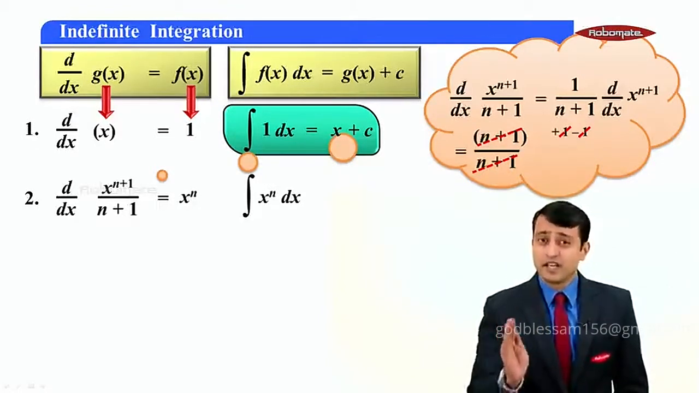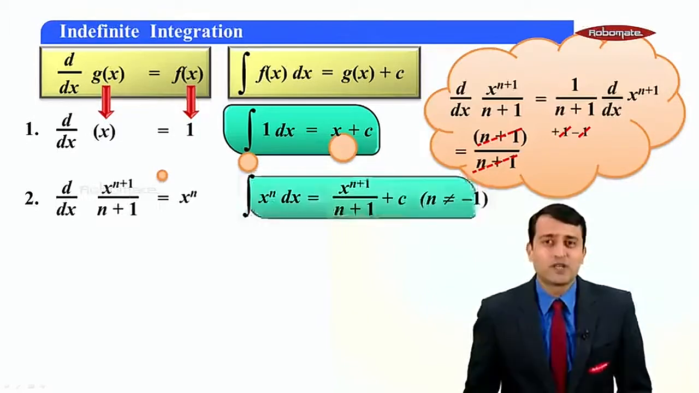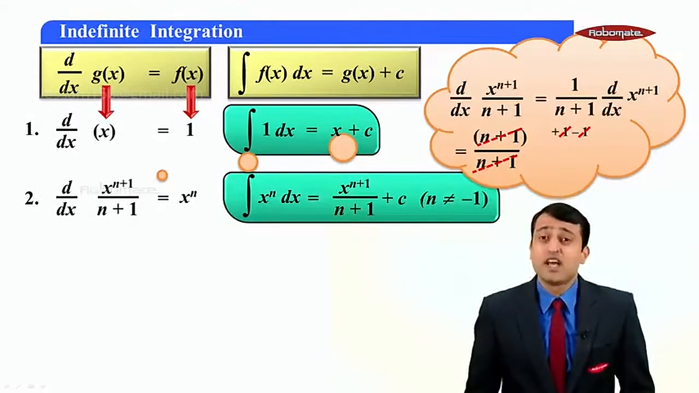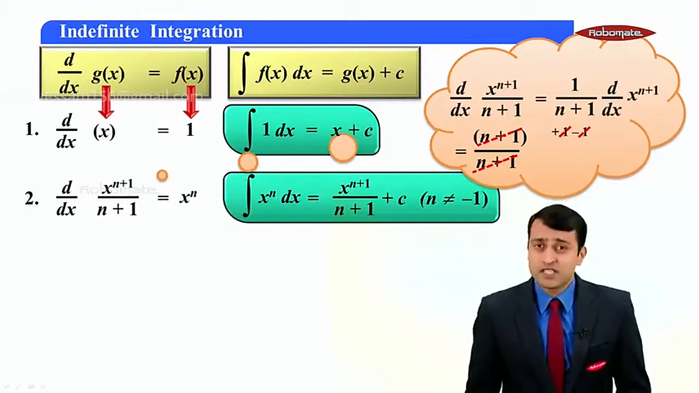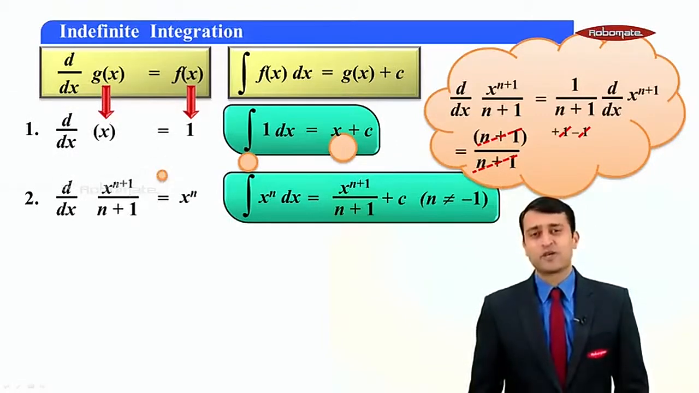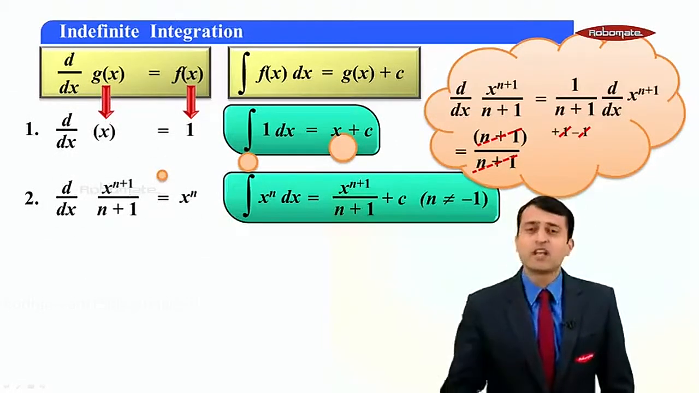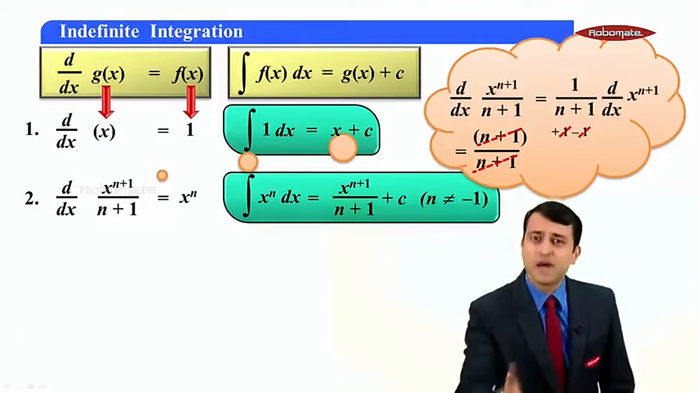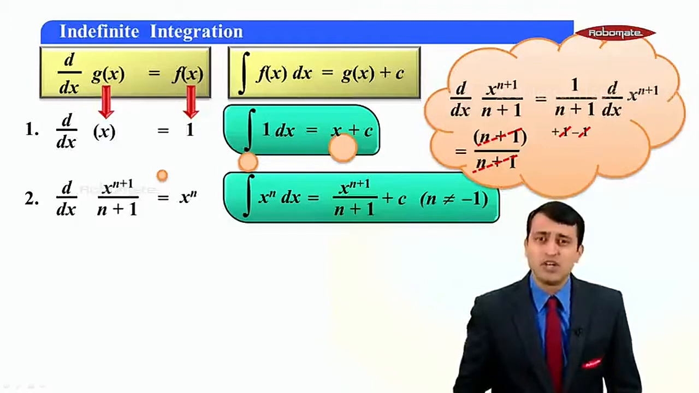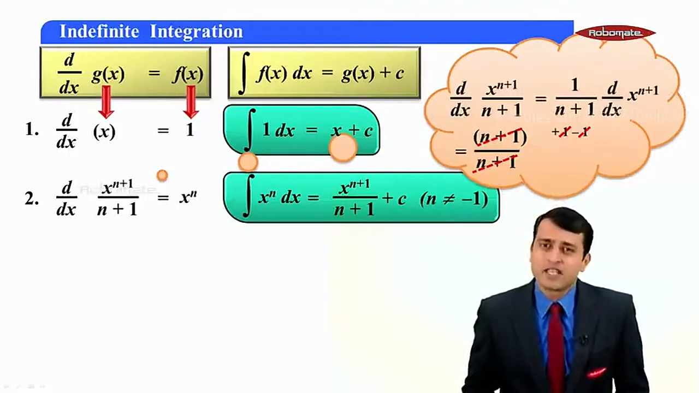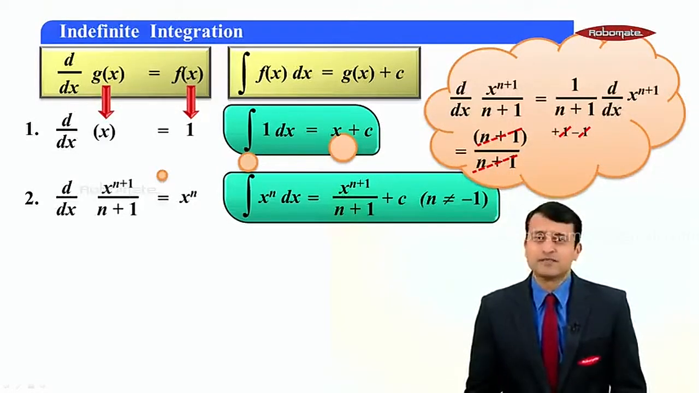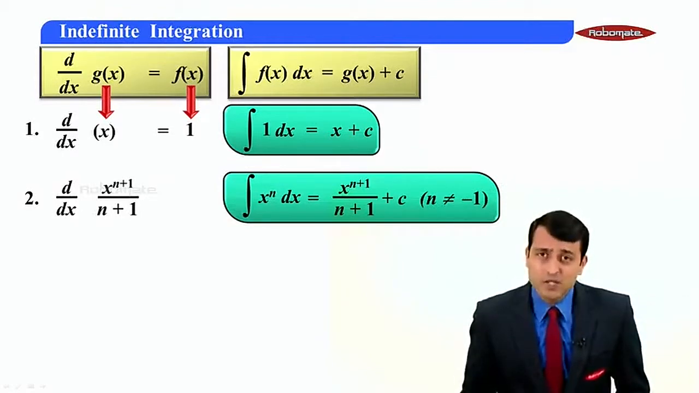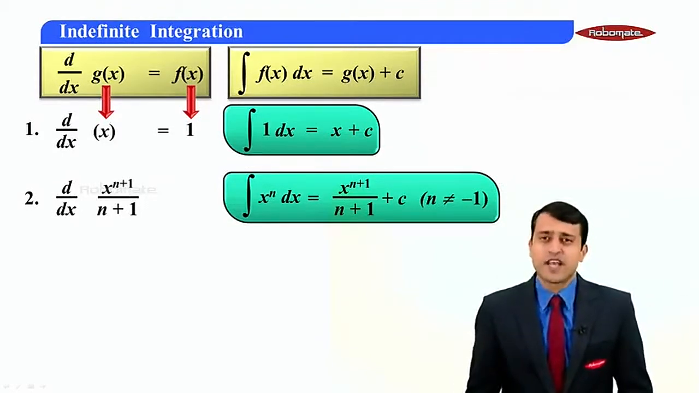We will get integral x raised to n dx is equal to x raised to n plus 1 upon n plus 1 plus c, provided n is not equal to minus 1. Now you very clearly understand why n should not be equal to minus 1. If n is minus 1, the denominator will become 0. The right hand side will become meaningless. So that condition is important. So what if n is equal to minus 1? And that's what we will discuss in the next formula.